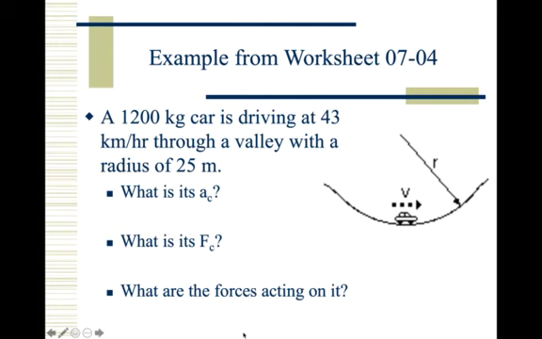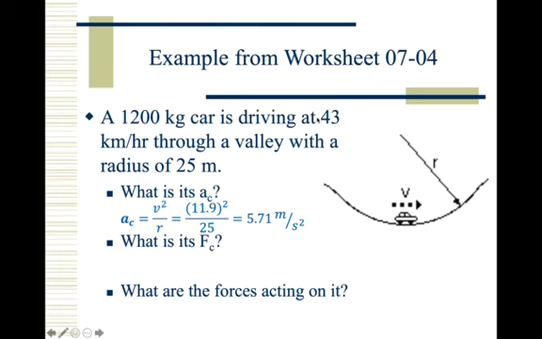In the problem, you've got a 1,200 kilogram car driving at 43 kilometers per hour through a valley that has a radius of 25 meters. First question, what's the centripetal acceleration? And for that, v squared over r is probably the easiest because we know velocity in that.